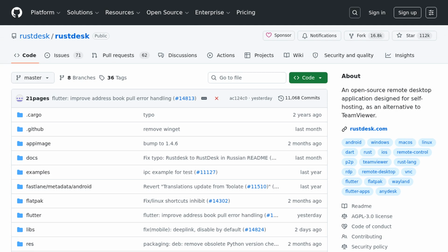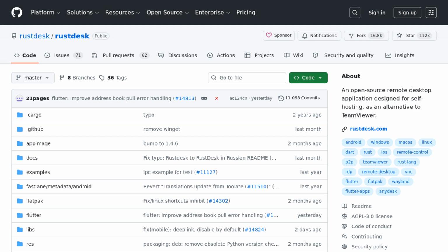That project is rustdesk. It's an open-source remote desktop app written in Rust, and it's a direct, self-hostable alternative to services like TeamViewer. Developed by the rustdesk organization, it has gained incredible traction. Right now, it has over 112,000 stars on GitHub, with nearly 400 of those added in just the last day. That kind of growth clearly shows a strong demand for what rustdesk is offering.